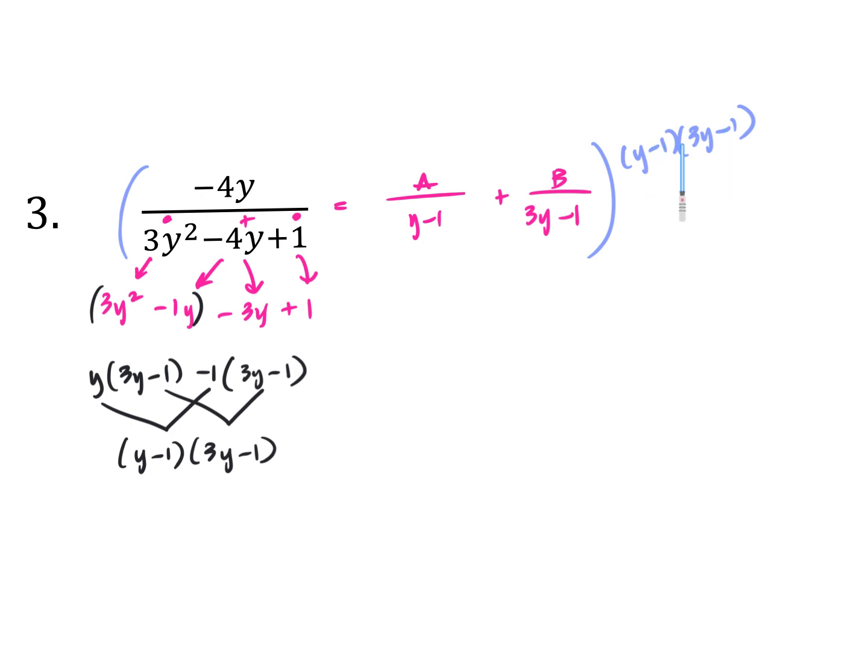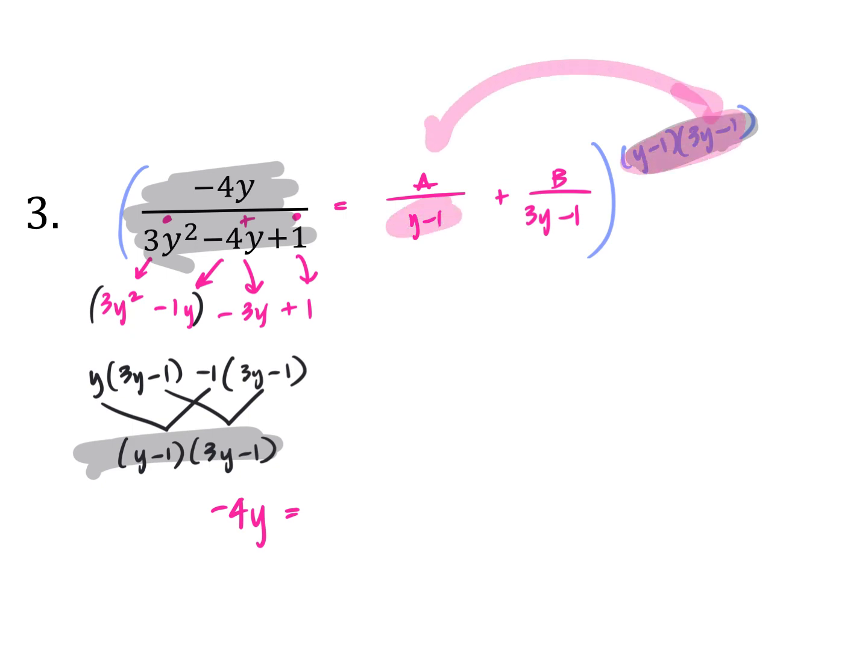What would cancel out when I take all of this over here? What would I have left? I would just have that -4y. Okay. What's going to happen when I take that over here? A would be multiplied by what? Beautiful. And my B would be multiplied by what when I take it here?